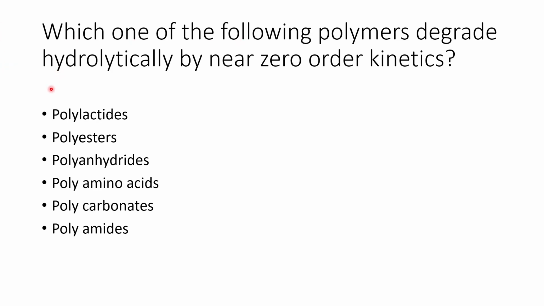Okay, so let's go through these options one by one. The first option is polylactates. They have a lactate bond, and although lactate bonds are formed by dehydration chemistry, where you remove a water molecule to condense two different chemicals and form a lactate bond, they can be cleaved by water, so they're hydrolytically cleavable. But the process is quite slow because the bonds are quite strong.